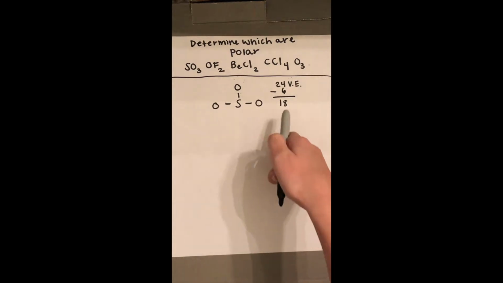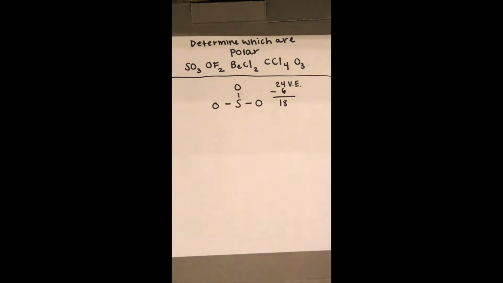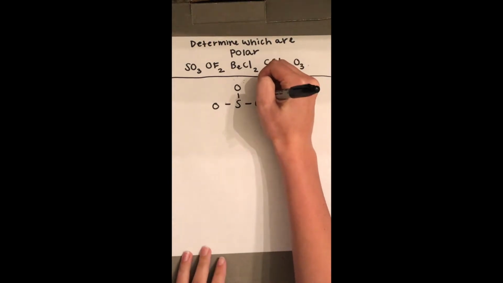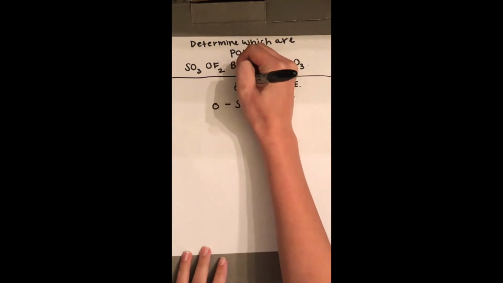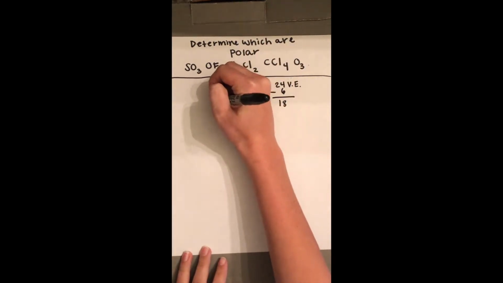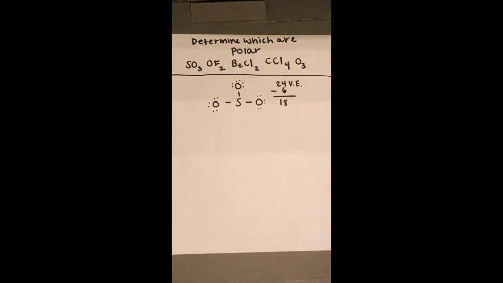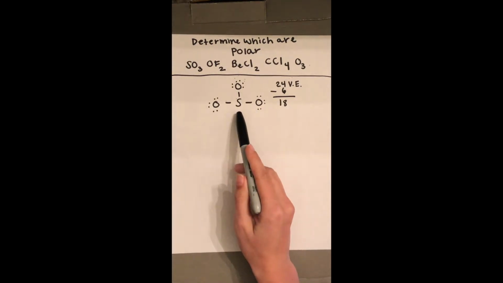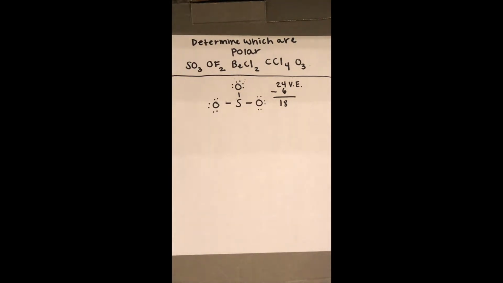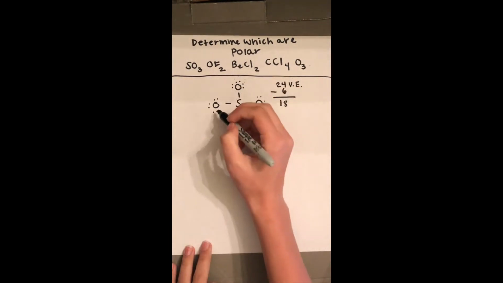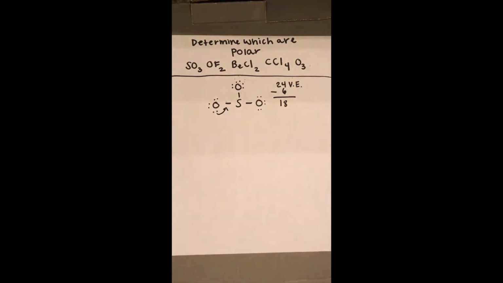Now we'll place the rest of these 18 electrons on the outside atoms to create octets and see what we have left over. So this will be 6, this will be 12, and this will be 18. Since we've used all the electrons and all the O atoms have octets, we can see that the S atom does not have an octet. We have to make a double bond, so we can move this pair of electrons up to form a double bond. So now I'm going to draw the Lewis structure with the double bond.